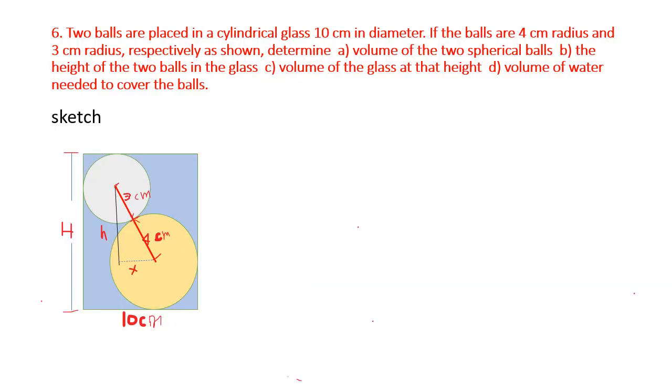So we have this one, two balls, 3 centimeters and 4 centimeters, placed on a 10 centimeter diameter cylindrical glass. So the total height of the balls is h, and the volume of these two balls you can solve. Then the volume of the glass at h, then the water needed to cover up the balls. So what you do is solve this one.